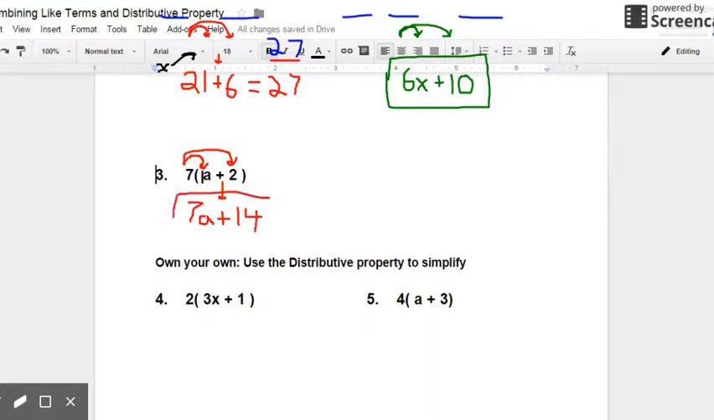This is using the distributive property. I can't add 7a plus 14 because they're not like terms. So that is your final answer.